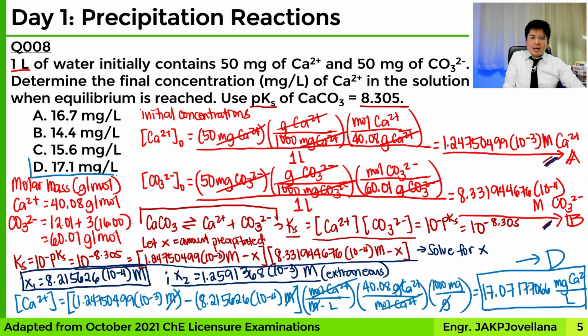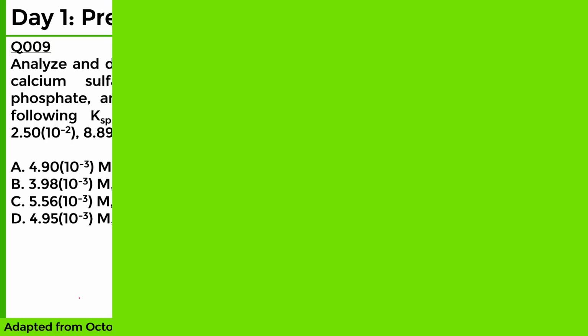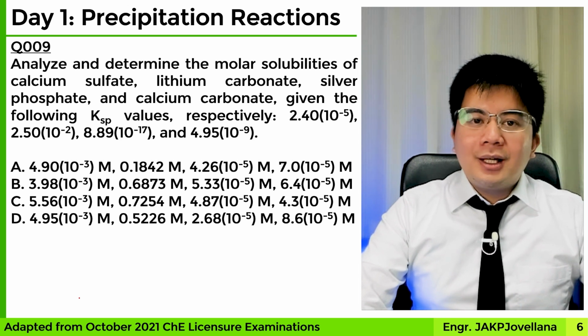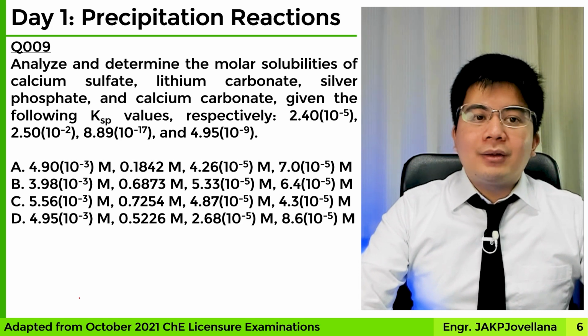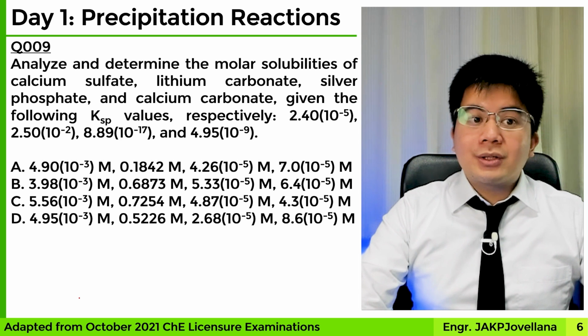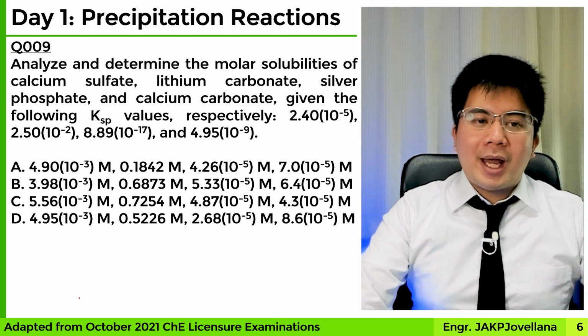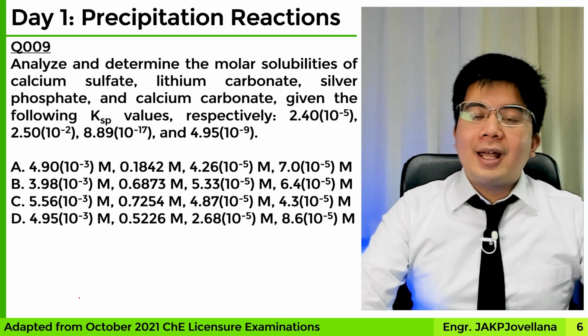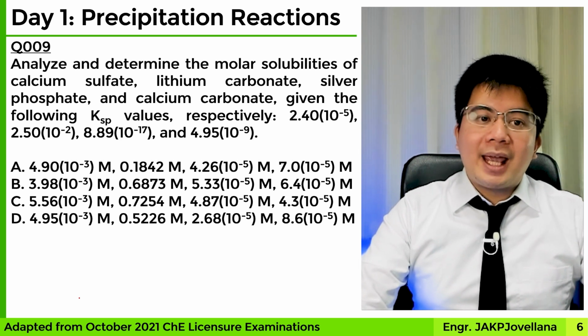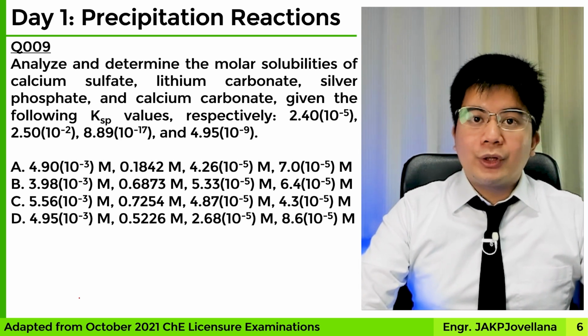17.1 milligrams per liter. So for our last problem, number 9, analyze and determine the molar solubilities of calcium sulfate, lithium carbonate, silver phosphate, and calcium carbonate given the following KSP values respectively: 2.4 times 10 to the minus 5, 2.5 times 10 to the minus 2, 8.89 times 10 to the minus 17, and 4.95 times 10 to the minus 9. In this problem, we are given the KSP values and we need to calculate for the solubilities of all species.